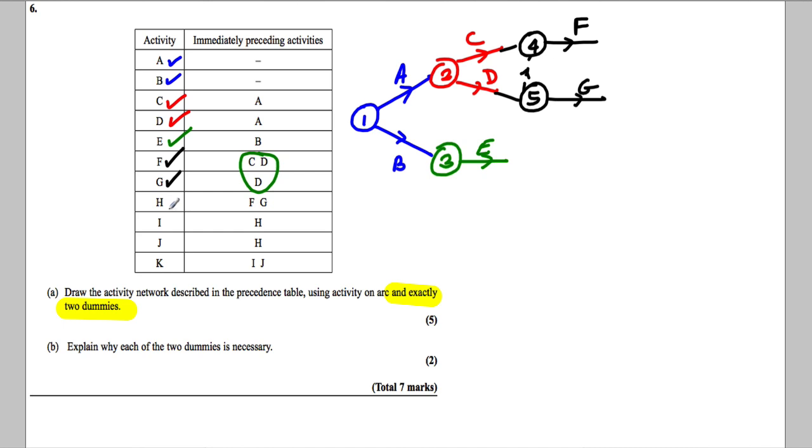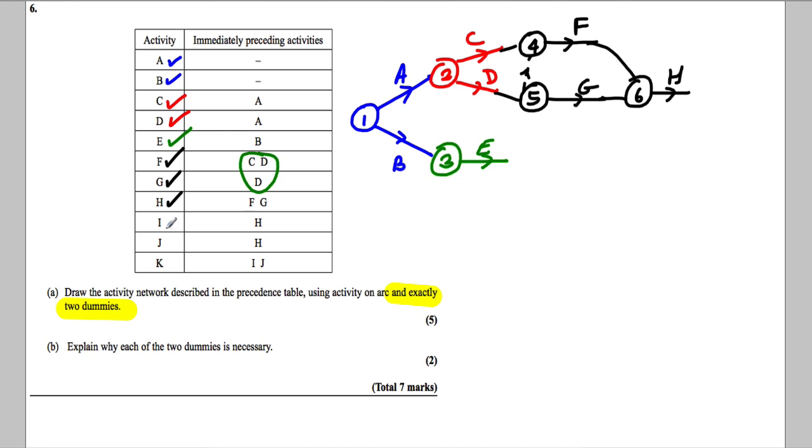Then I've got H dependent on F and G. Now that's fine, these two can close off at the same place because they didn't start together. So I'm going to draw that coming down here and call that number, am I on 6? And I'm going to have H coming out. That's absolutely fine because they didn't start at the same place.